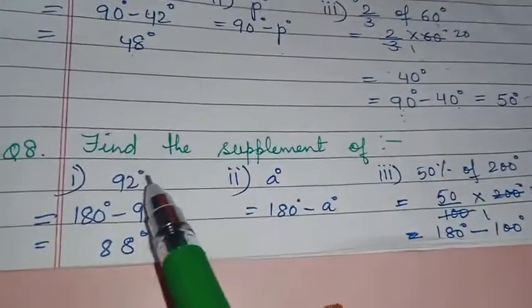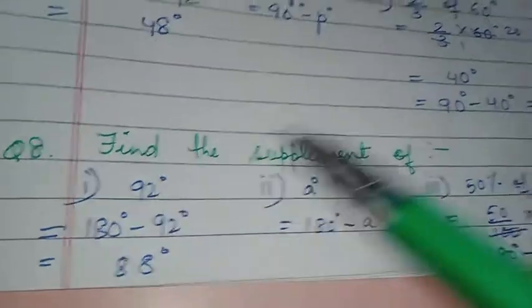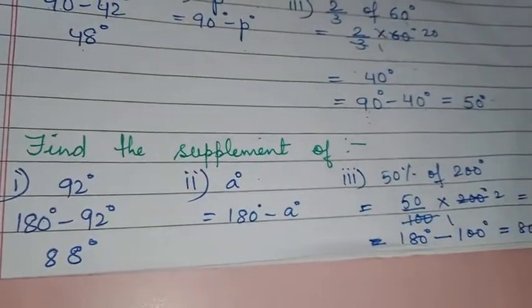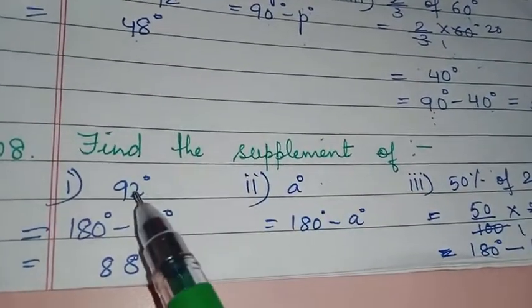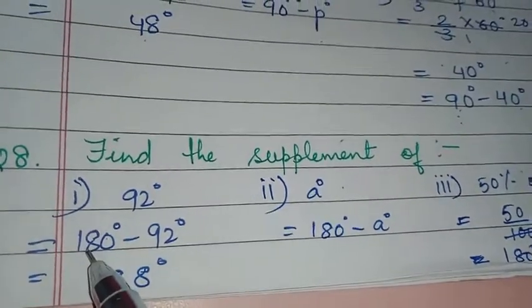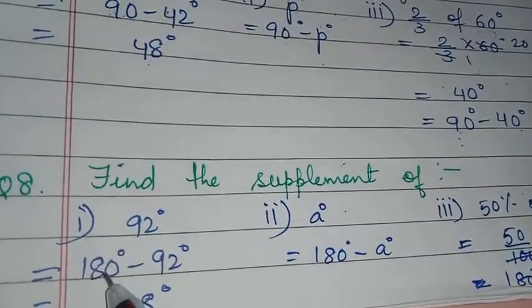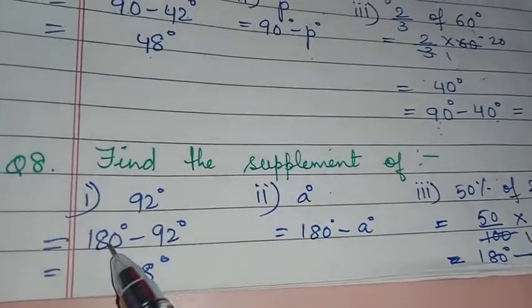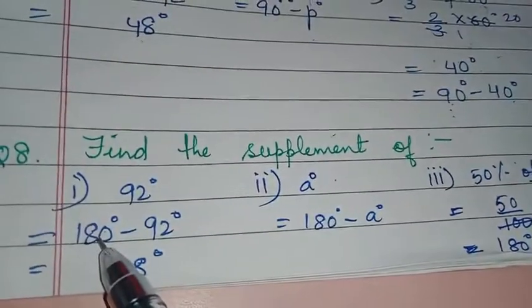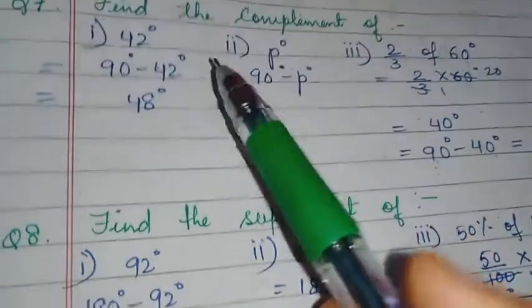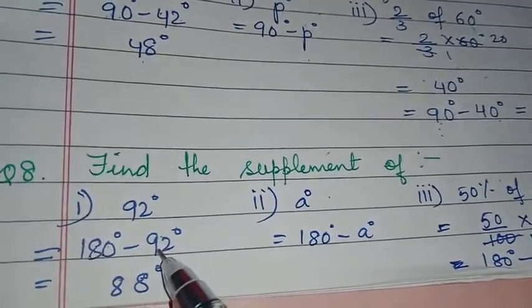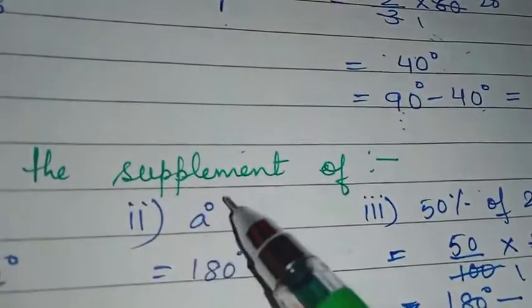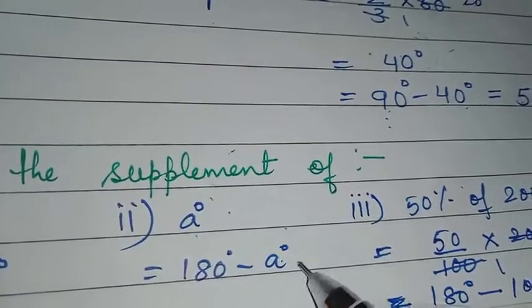Find the supplement of 92 degrees, A degrees, and 50% of 200 degrees. So 92 degrees. What are supplementary angles? The sum of supplementary angles comes to be 180 degrees. So if you have to find the supplement of any angle, subtract it from 180 degrees. When I say subtract it from 180 degrees, 180 degrees should be written first. This is the common mistake I have been seeing for many days: it is written 92 minus 180, 42 minus 90 degrees. Please do not write like that. So 180 degrees minus 92 degrees is 88 degrees. Now for A degrees, it is 180 degrees minus A degrees. This is the final answer.